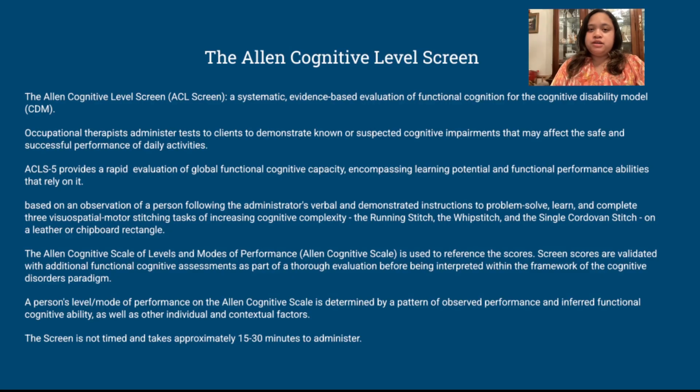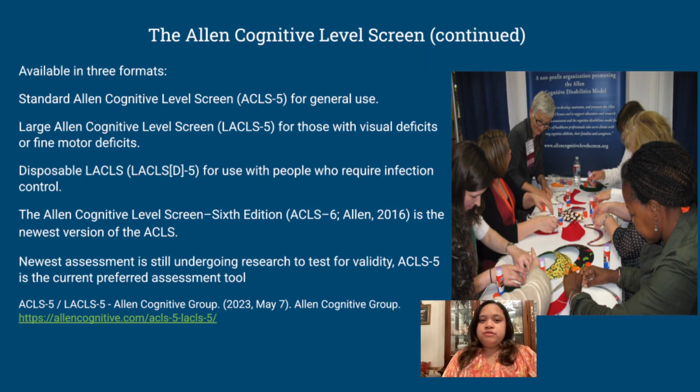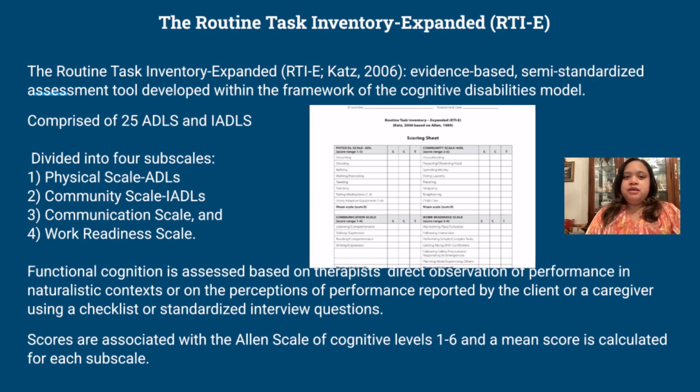Assessments are all available on the slides that I will reference, but the key assessment is the Allen Cognitive Level Screen, which evaluates global functional cognition through a battery of stitching tasks of increasing complexity. Additional tools include the ADM and the RTI expanded and provide further information on learning potential, functional performance, and daily task engagement.